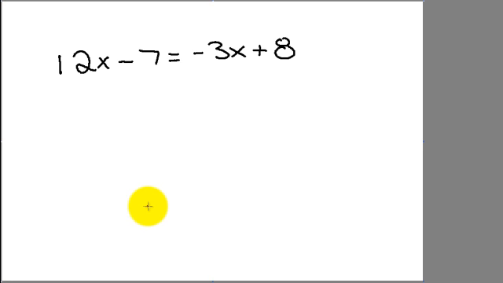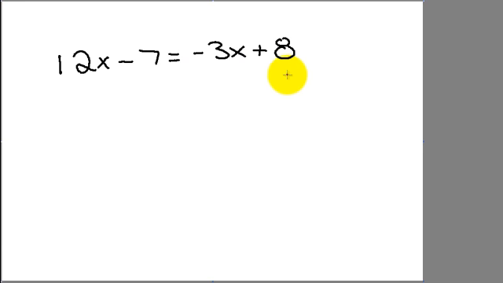Hi, today I'm going to be going over an example of how to solve an equation when you have a variable on both sides. Alright, so here we have 12x minus 7 equals negative 3x plus 8. So notice we have a 12x on the left and a negative 3x on the right.